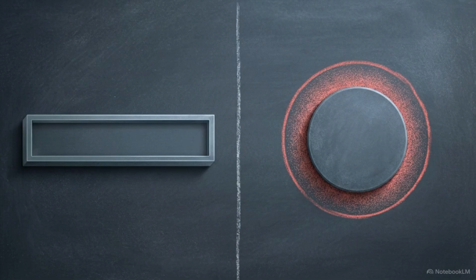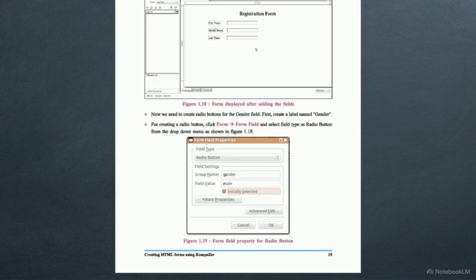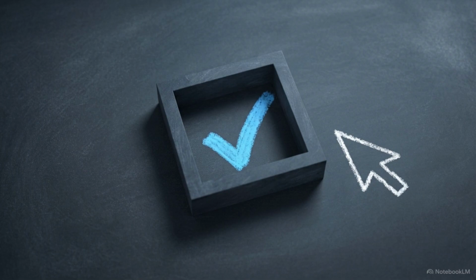Open text boxes work perfectly for names, but for specific categories, we need to limit the user's options. We enforce this limitation using a radio button, an interface element designed to force a single, mutually exclusive choice from a list. We open the Form Field Properties dialog, setting the field type to radio button. In field settings, the group name is gender, defining the category. The field value is male, which is the exact data sent to the server if this button is clicked. Check the box for Initially Selected to ensure the form has a default answer ready the moment the page loads.